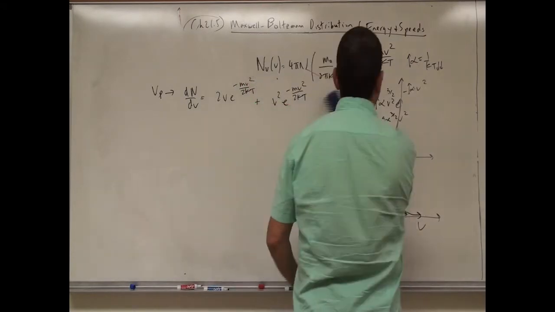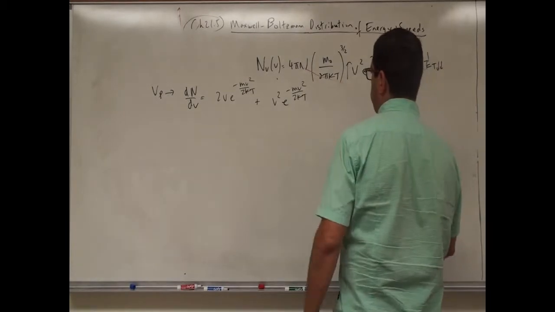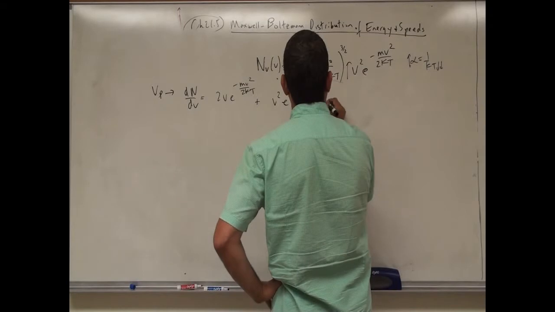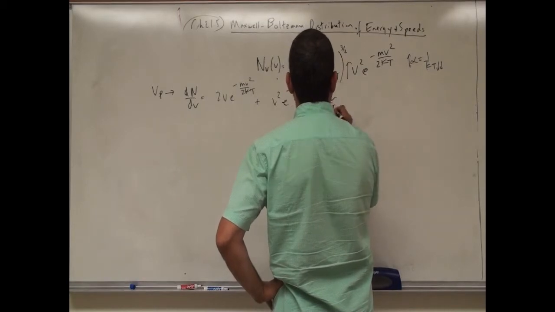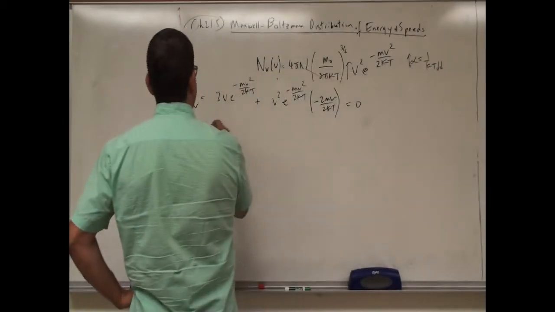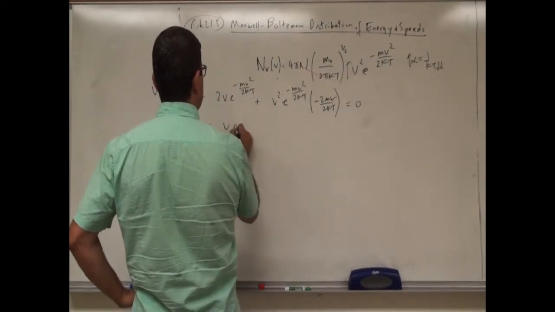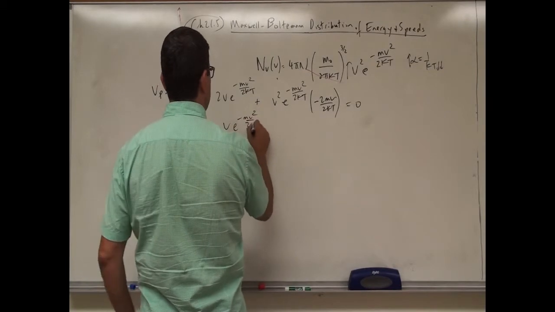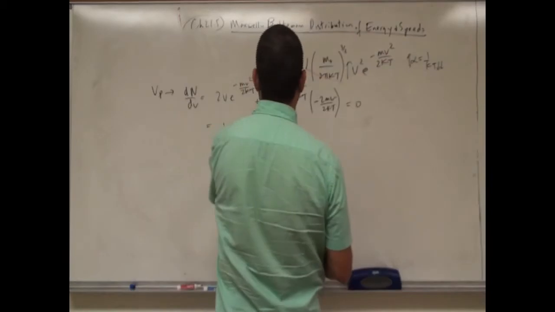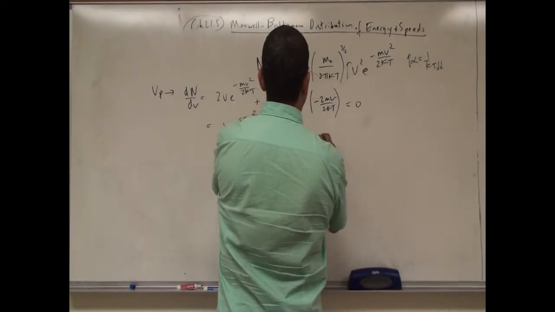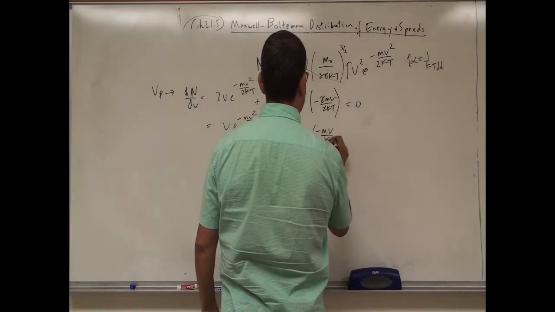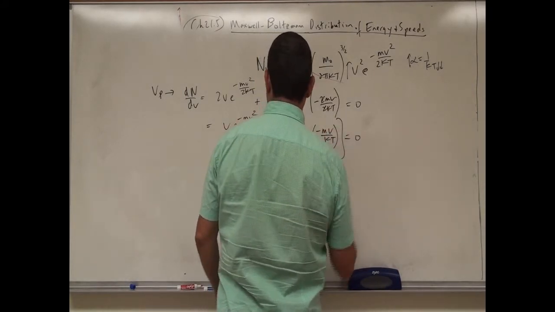All right. Then you're going to set this equal to 0. Then you have to take the derivative of the inside, which is minus 2mv over 2kt. Then you're going to set this equal to 0. You can factor out the v and e to the minus mv squared over 2kt. Then you're going to have 2 plus v times the 2 and the 2 cancel, negative mv over kt, set it equal to 0.